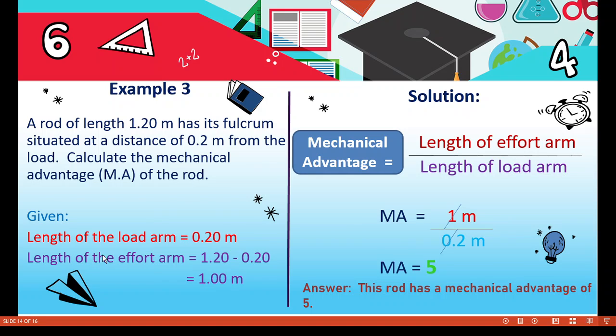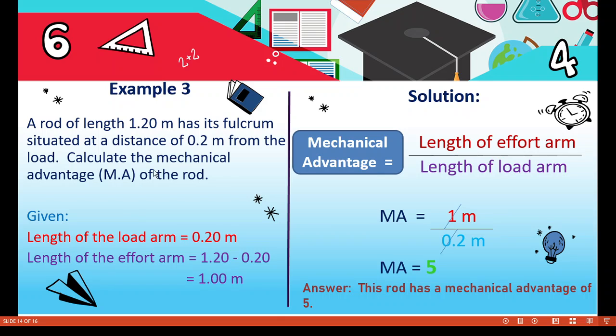And the length of the effort arm is 1.2 minus 0.2, which is equal to 1. Why? The rod of length, the total length of the lever is 1.2, has its fulcrum situated at a distance of 0.2 from the load, that is the load arm is 0.2. So if you want to calculate the length of the effort arm, you have to straight away subtract the load arm value from the length of the rod.